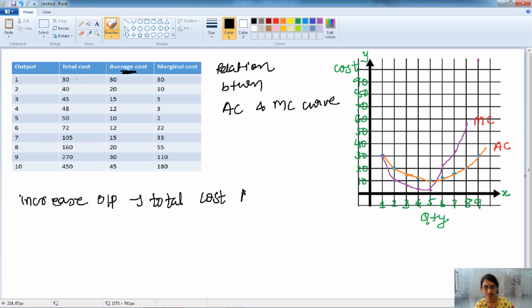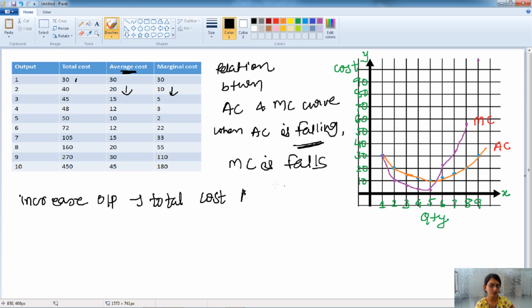When the total cost is 30, average cost and marginal cost are the same. But when the output produced is increasing, the average cost is decreasing and the marginal cost is also decreasing. So when average cost is falling, the marginal cost also falls, but it is less than AC. This is our first relationship.